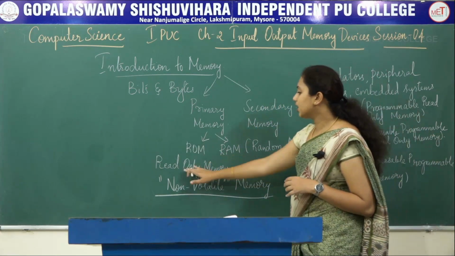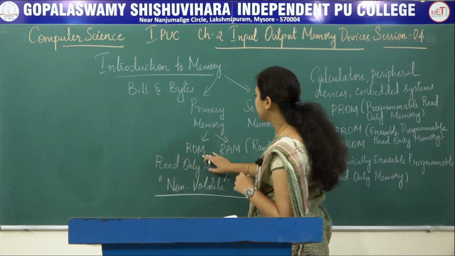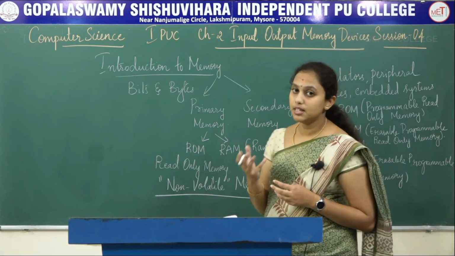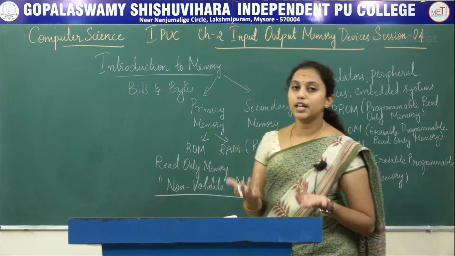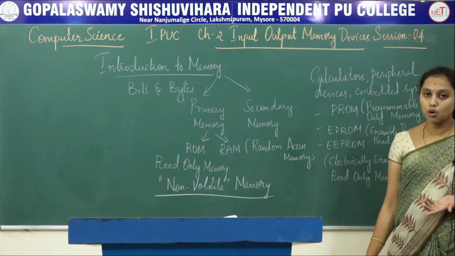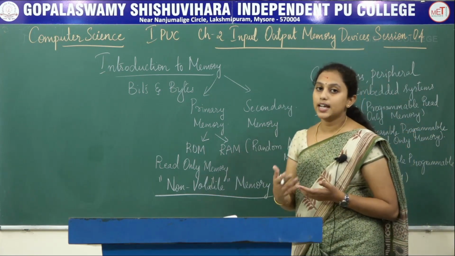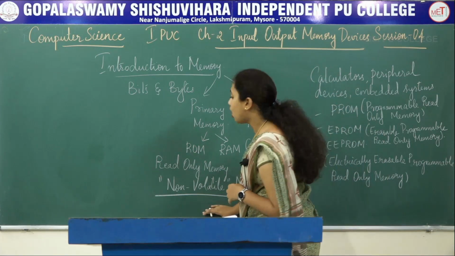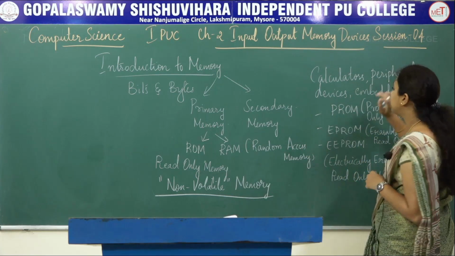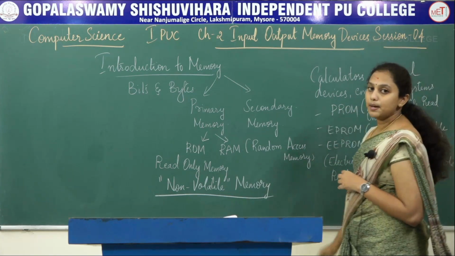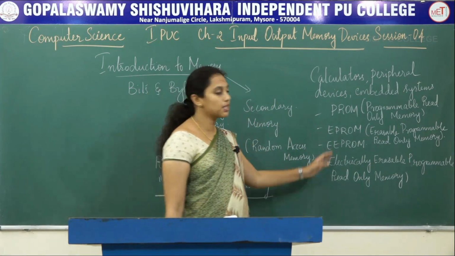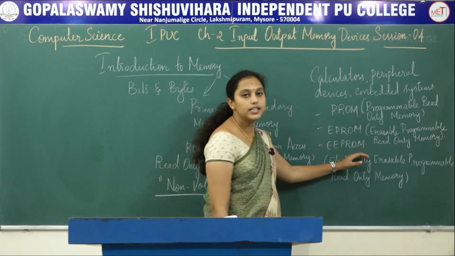ROM stands for read-only memory. Here the data is burnt into the ROM chip at the manufacturing time itself. Once it is programmed, we cannot erase the contents of the ROM. Even when the power goes off, the contents of the ROM do not get erased. Hence it is called non-volatile memory. They are widely used in calculators, peripheral devices as well as embedded systems. ROM is further classified into three types: PROM, EPROM and EEPROM.